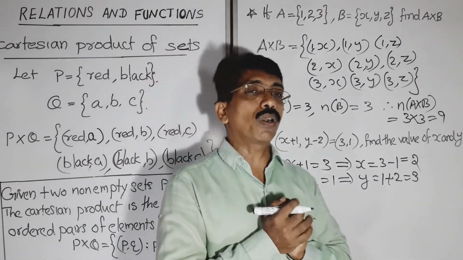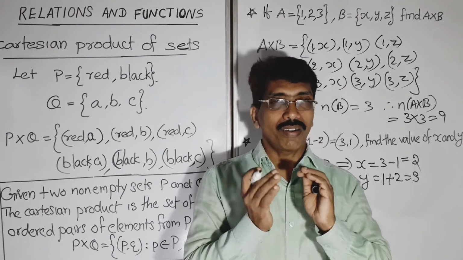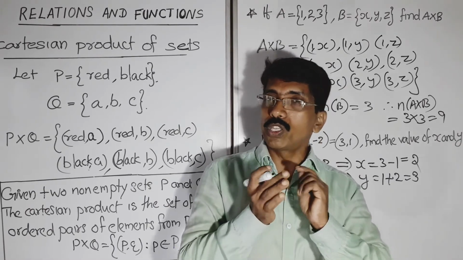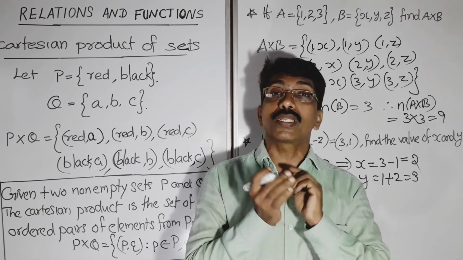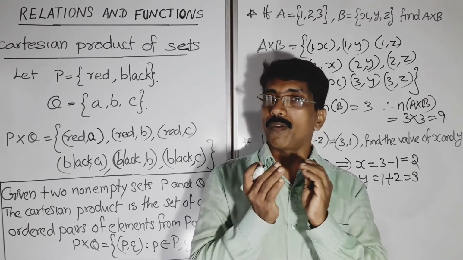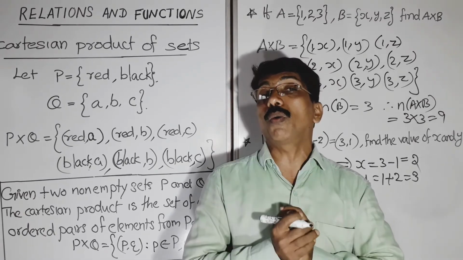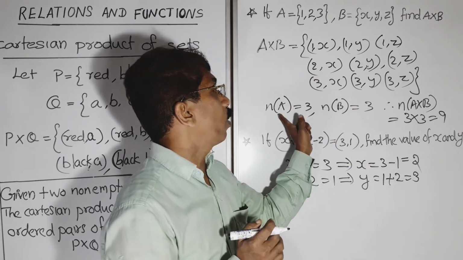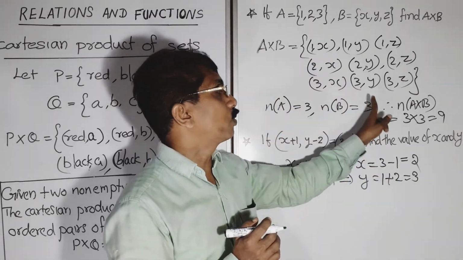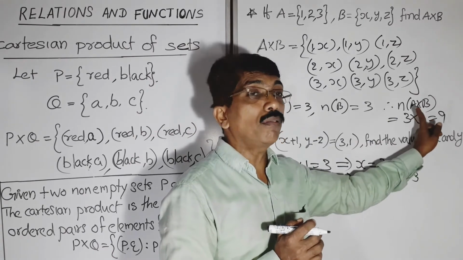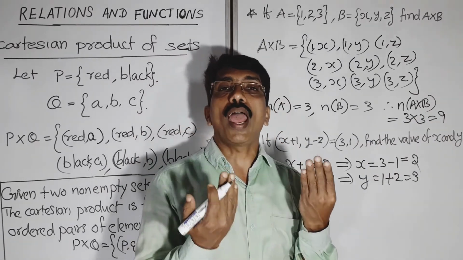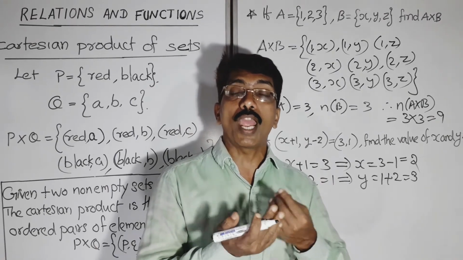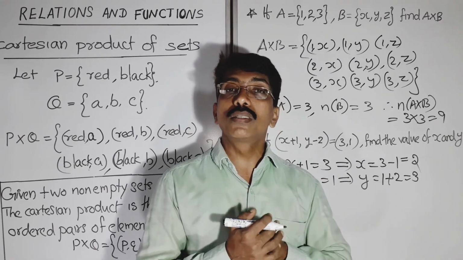So today you understood clearly what is meant by Cartesian product of two sets, and also you understood how to determine the number of elements in a Cartesian product. Number of elements in a Cartesian product, how to find out? If n of A equal to 3, n of B equal to 3, n of A cross B we are getting 3 into 3, 9. So if n of A equal to m and n of B equal to n, what is n of A cross B? mn. Is it m into n?